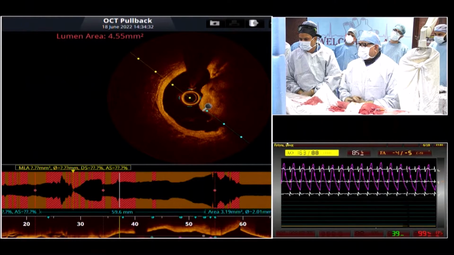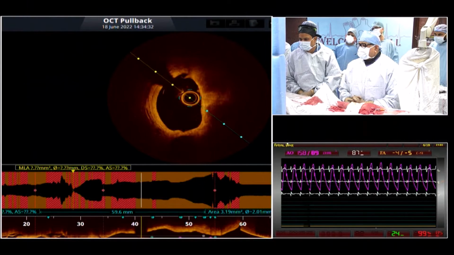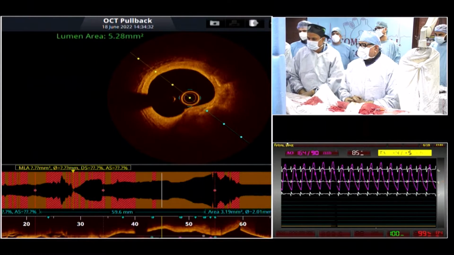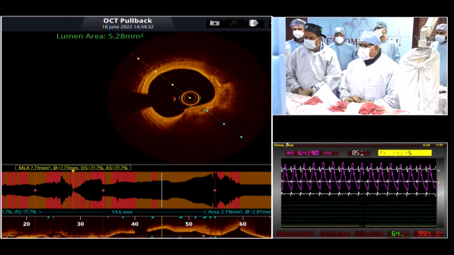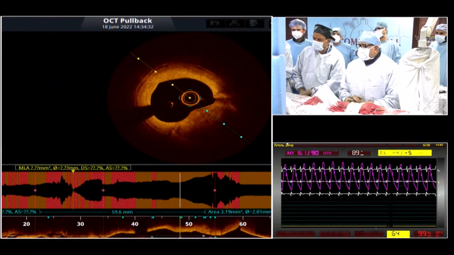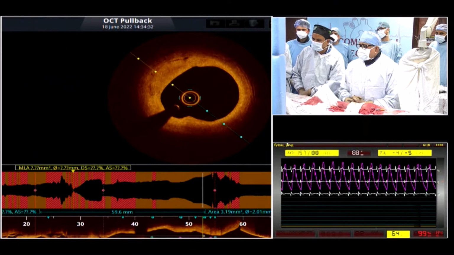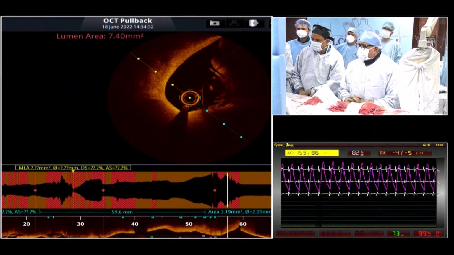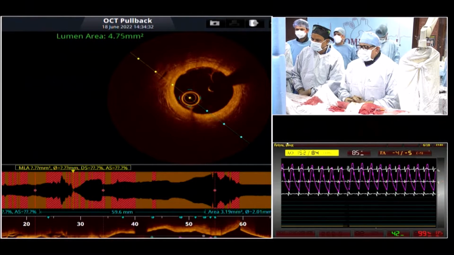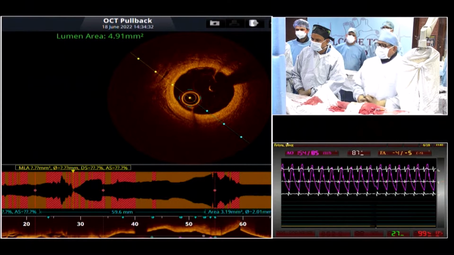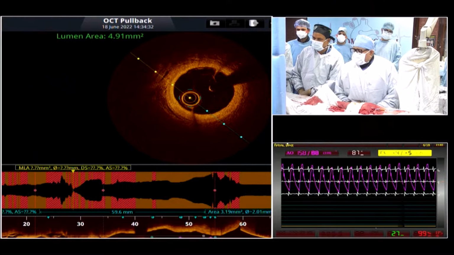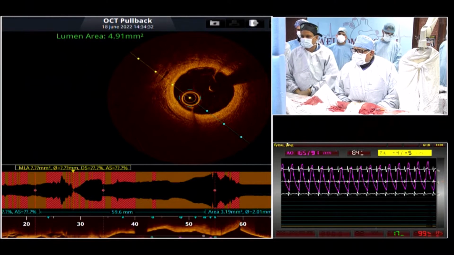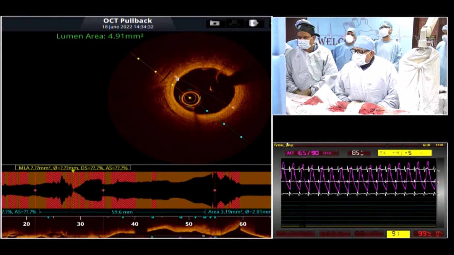Here is the calcium nodule as well. This is the calcium, less than 180 degree arc. Here we come into the left main. Okay, so this is the OCT finding across the rotablated segment of the LAD.